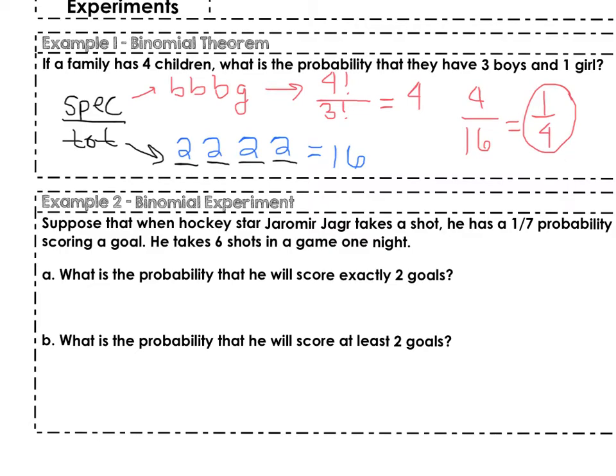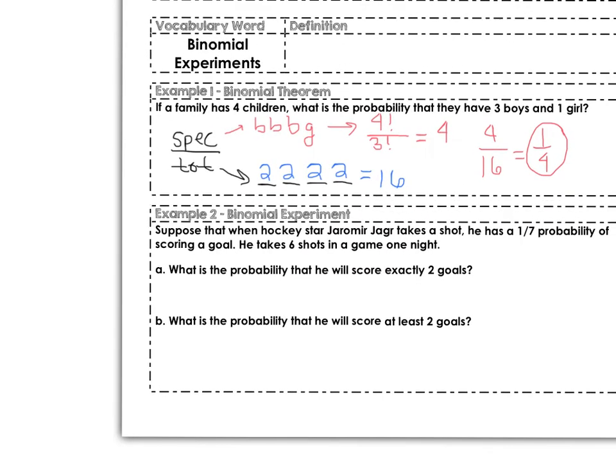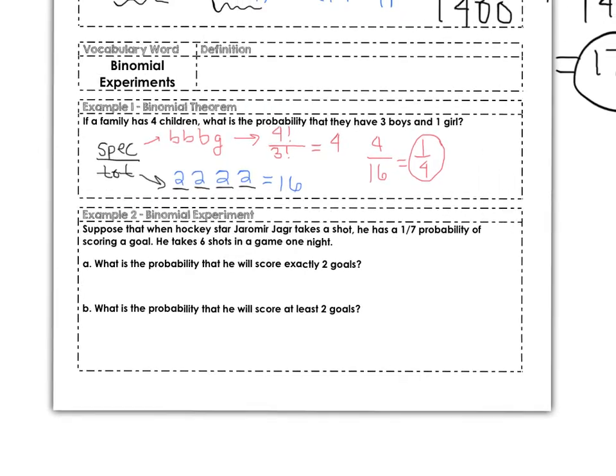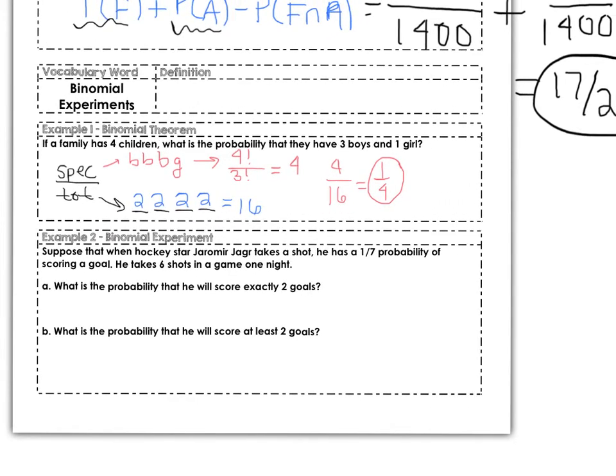Now let's talk about how your book actually approaches them. Your book uses a formula that is just produced by the binomial theorem.